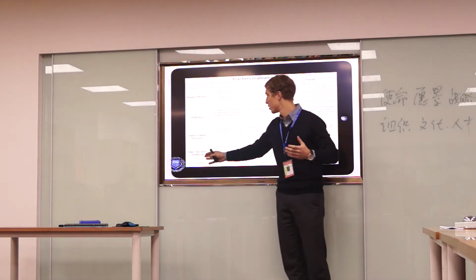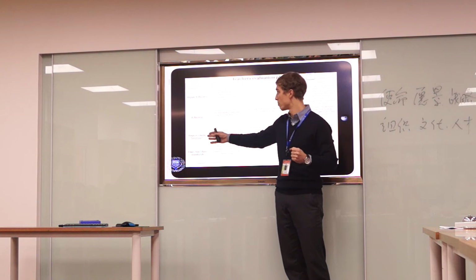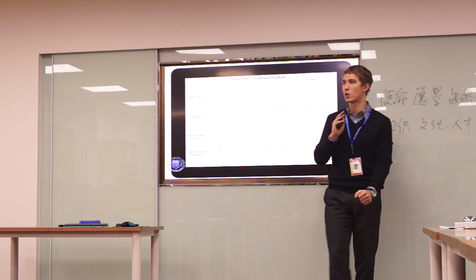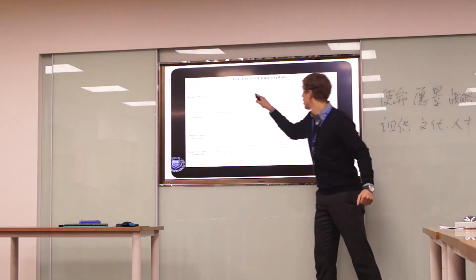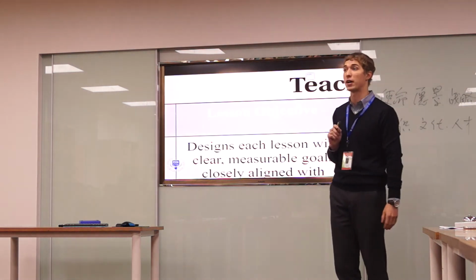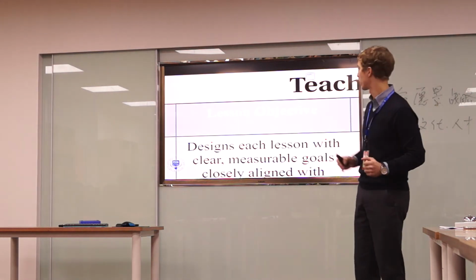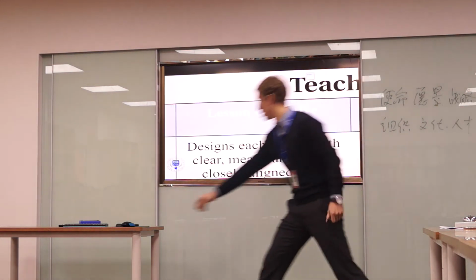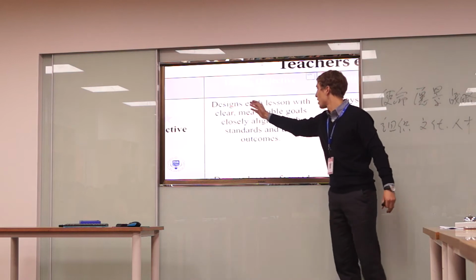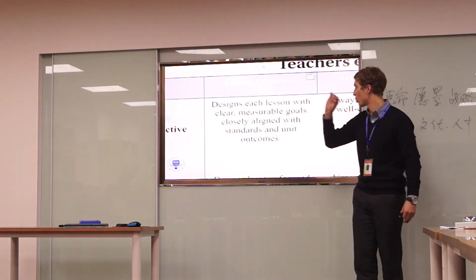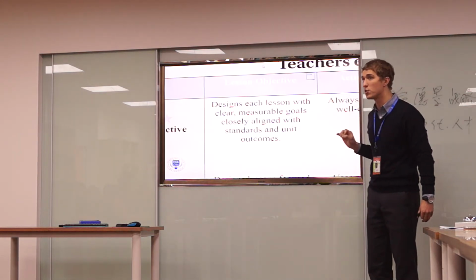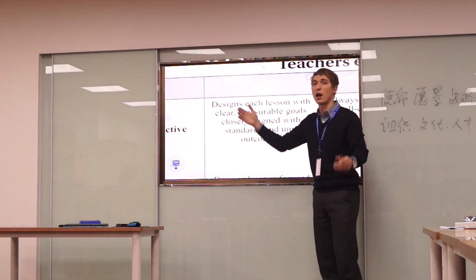We have 4 levels. Does not meet the standard, 1 star. Improvement necessary, 2 stars. Effective teacher, 3 stars. And highly effective, 4 stars. Now each level has a clear description of what it means. Let's say we have first criteria, lesson objective. Basically, what teacher is going to teach during the class. And we have a clear explanation. Let me just scroll down a little bit. Okay, so this is what it is. If teacher designs each class with clear, measurable goals, closely aligned with standards and unit outcomes, if teacher is doing that, well, we say lesson objective, highly effective.